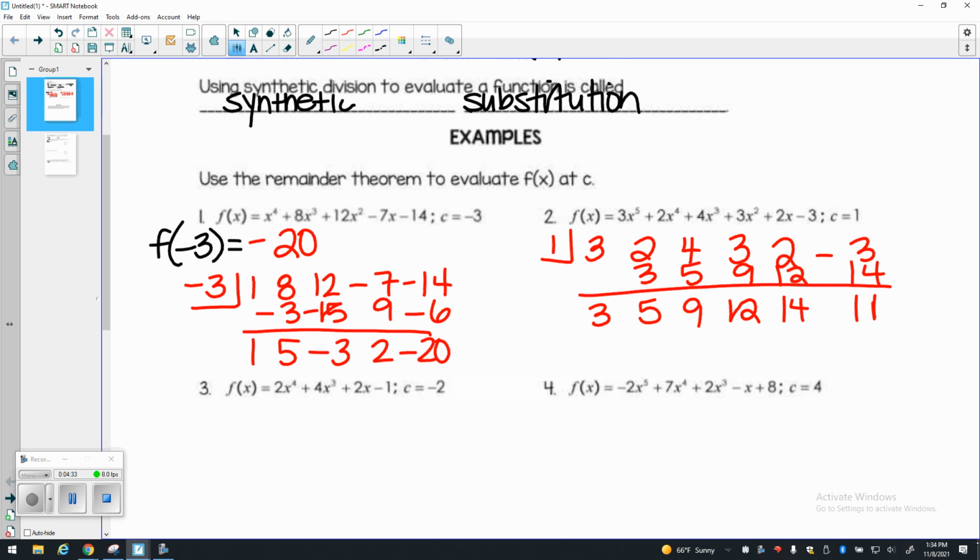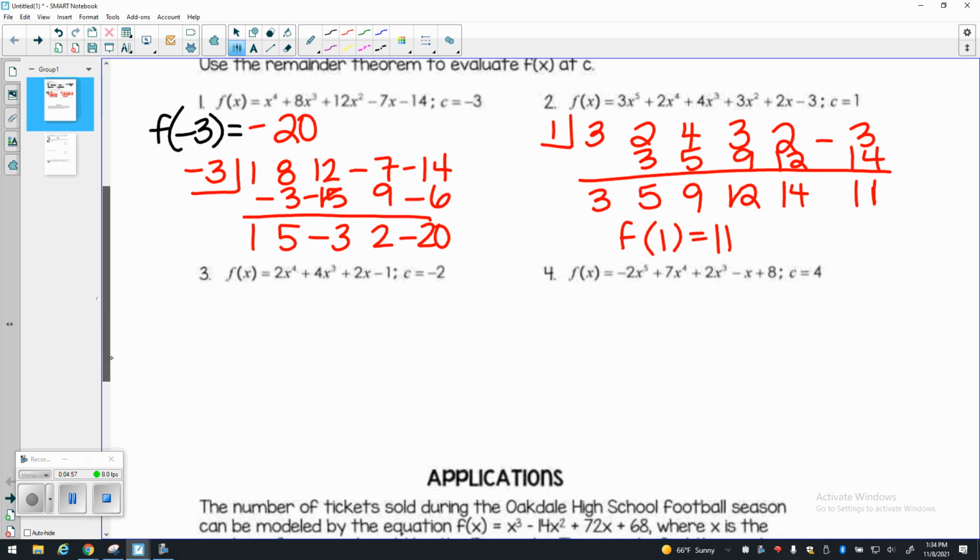I said, well, f of this equals this. That's what the question's asking you to do. So you would have to say f of 1 equals 11. Does that make sense? You have to answer the question, just like with synthetic division or long division. You can't just leave it up there without telling what your actual answer is. Yes? Try 3 and 4, please.